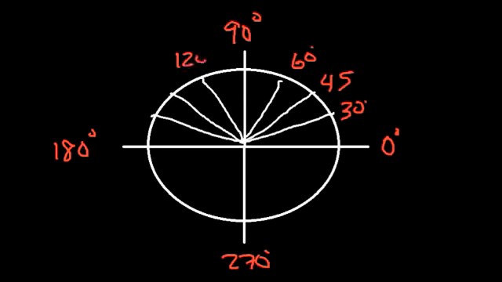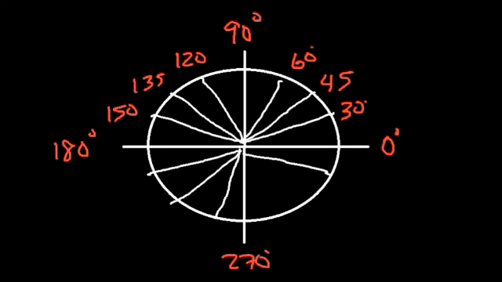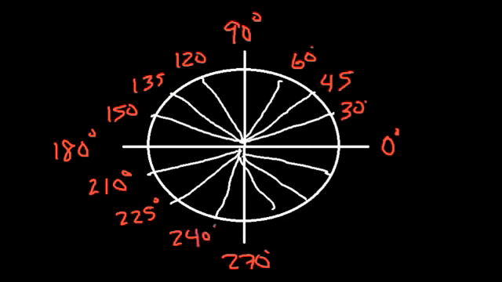And then there's 120, 150. Well, actually, before 150, we have 135, and then 150. After 150, the next angle in degrees is 210, then 225, and 240. After which we have 300, 315, and 330.